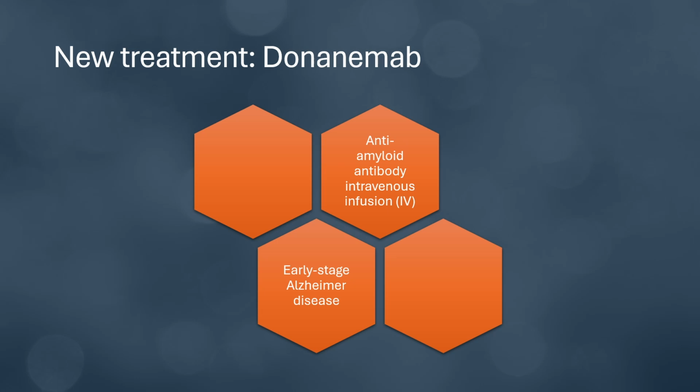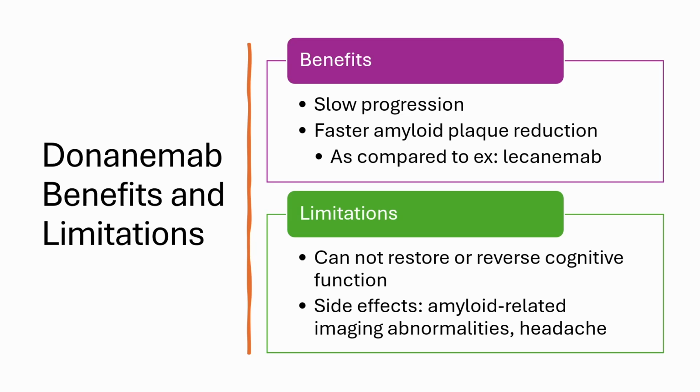Donanemab is the new treatment that we are going to be centralizing our focus on. It's an anti-amyloid antibody intravenous infusion, essentially a monoclonal antibody that is responsible for directly targeting beta amyloid plaques, and it is administered intravenously. Donanemab is used in the early stages of Alzheimer's disease. Some of the benefits that we see in Donanemab include slowing the progression of the disease, and also faster amyloid plaque reduction as compared to other drugs such as lecanemab that are used in the treatment of the disease.